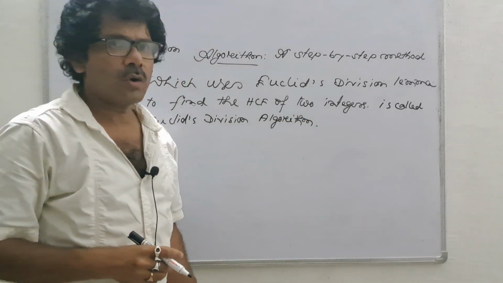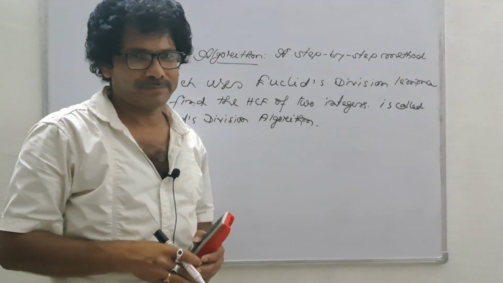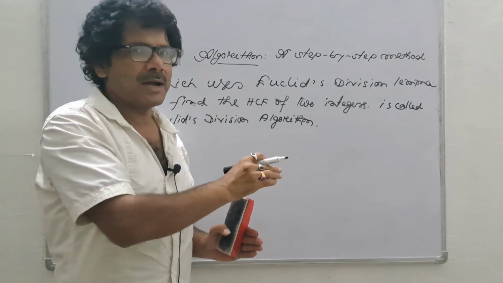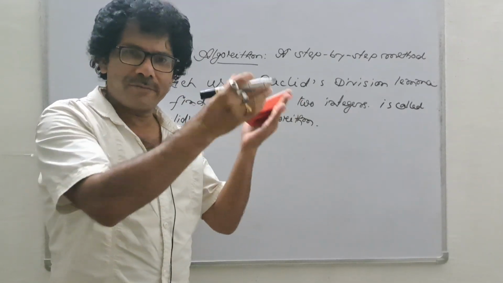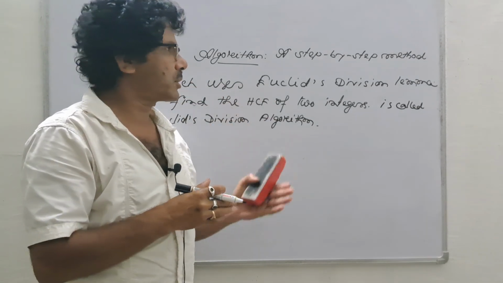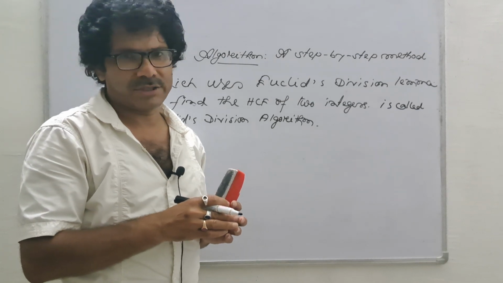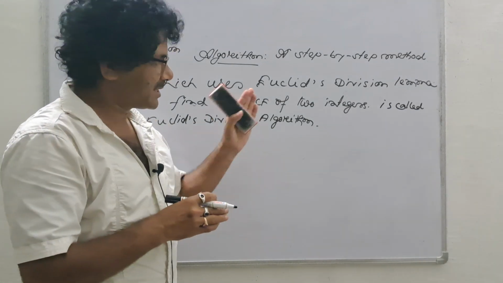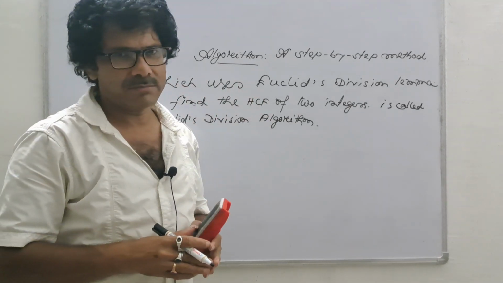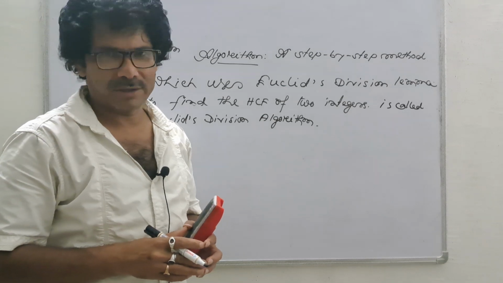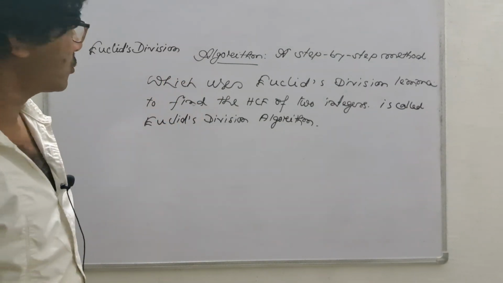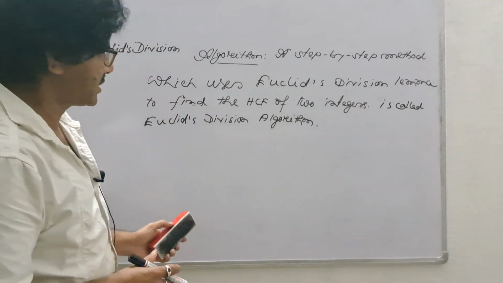So what is Euclid's division lemma? You have to know what Euclid's division lemma is. To know it, watch my previous video, Real Numbers part 1, where I discussed Euclid's division lemma. You must see it to understand Euclid's division algorithm properly. Now we will use Euclid's division lemma to find the HCF of two integers.